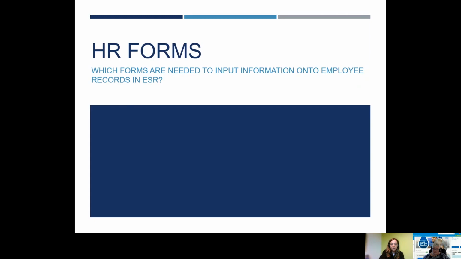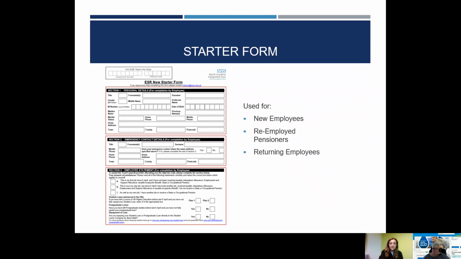Now we are going to run through which HR forms should be used and when to ensure the correct information is inputted onto an employee record within ESR. A new starter form should be used for new employees, returning retirees, or returning employees. It is important that all employee and manager sections are completed to ensure HR forms have the correct information in order to process the form without any hold-ups.